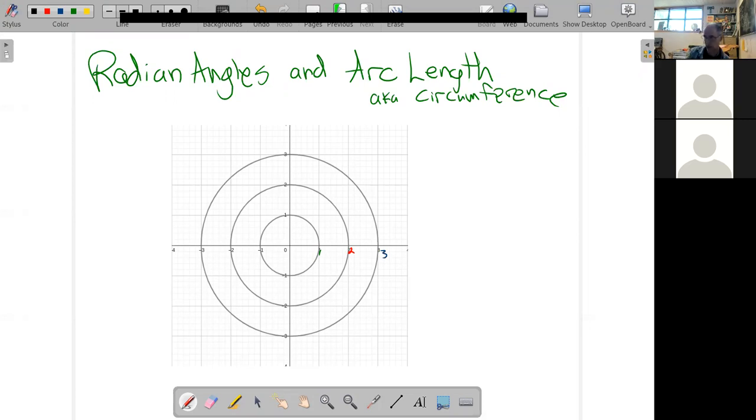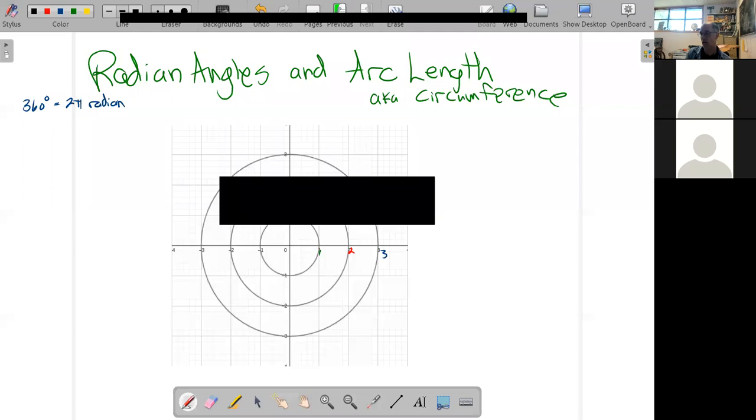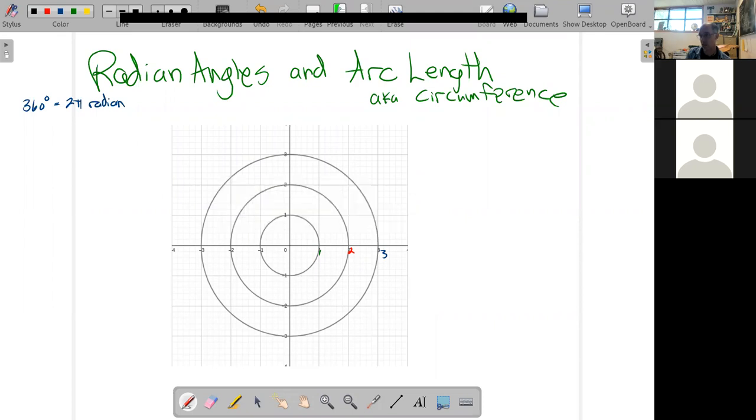arc length. So a couple things that you should store in memory is that if we have one revolution, that's 360 degrees, which is 2 pi radians. And again, reminder, what is a radian? A radian is a radius. So whatever circle you're on, if you take the length of that radius, 2 pi would be about what, 6.28. So that means 360 degrees is approximately 6.28 radians.